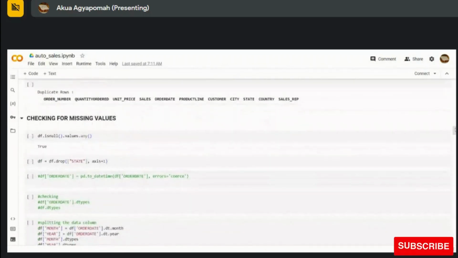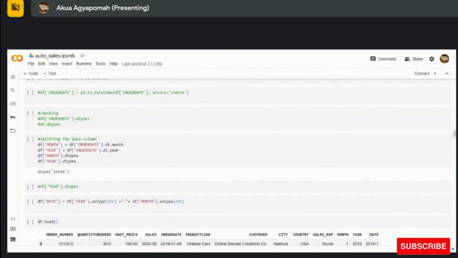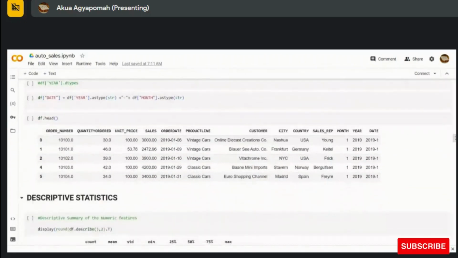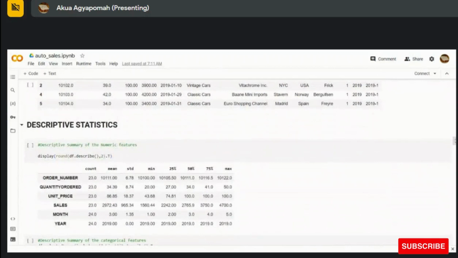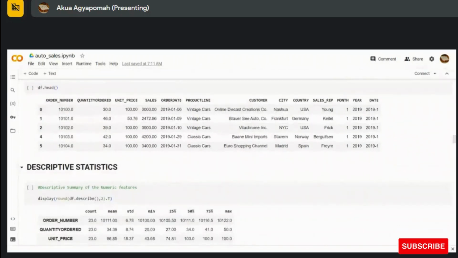I checked for missing values, and yes, there were missing values. However, because of time, I wasn't able to remove or do anything about those missing values. I just let them be. But later on, when you are doing it yourself, make sure that you handle the missing values well.